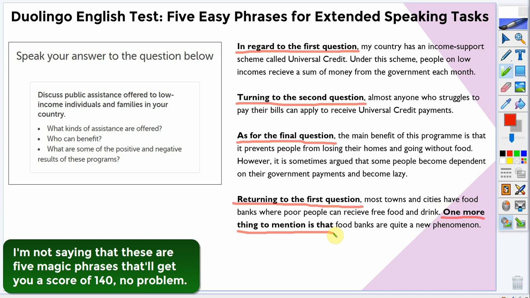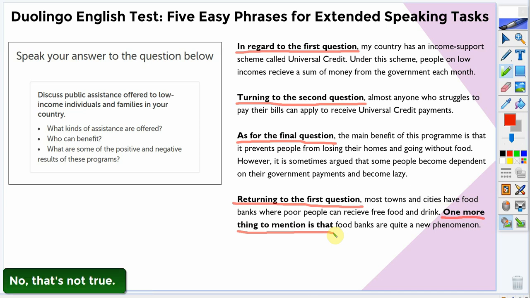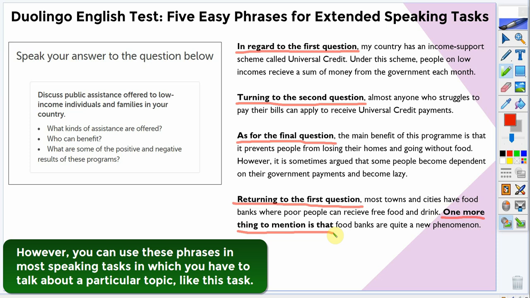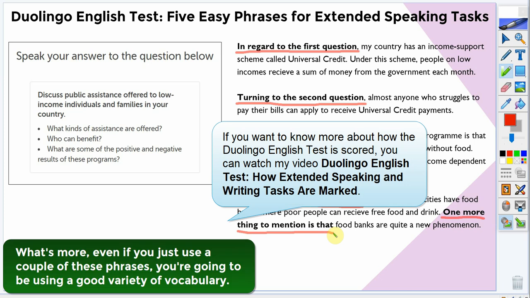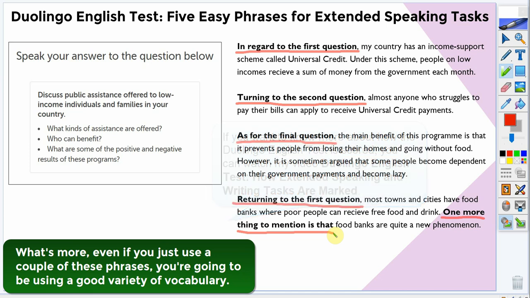I'm not saying that these are 5 magic phrases that'll get you a score of 140, no problem. No, that's not true. However, you can use these phrases in most speaking tasks in which you have to talk about a particular topic, like this task. If you can memorize these phrases and say them clearly, then they might help you to improve your scores for fluency and pronunciation. What's more, even if you just use a couple of these phrases, you're going to be using a good variety of vocabulary.